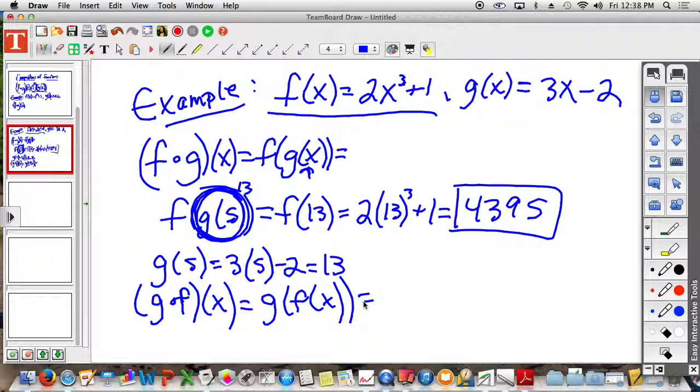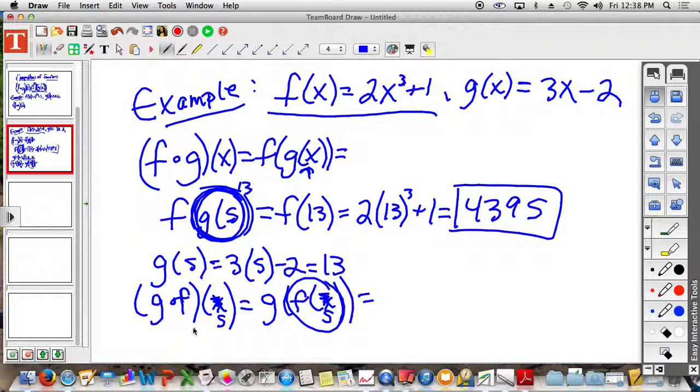Now I want you to do it at the same value. So let's get rid of these x's and do 5s instead, because that's what we did last time. What do I have to do first? You start on the right and work to the left. So do f of 5. Calculate the value of f of x at 5.